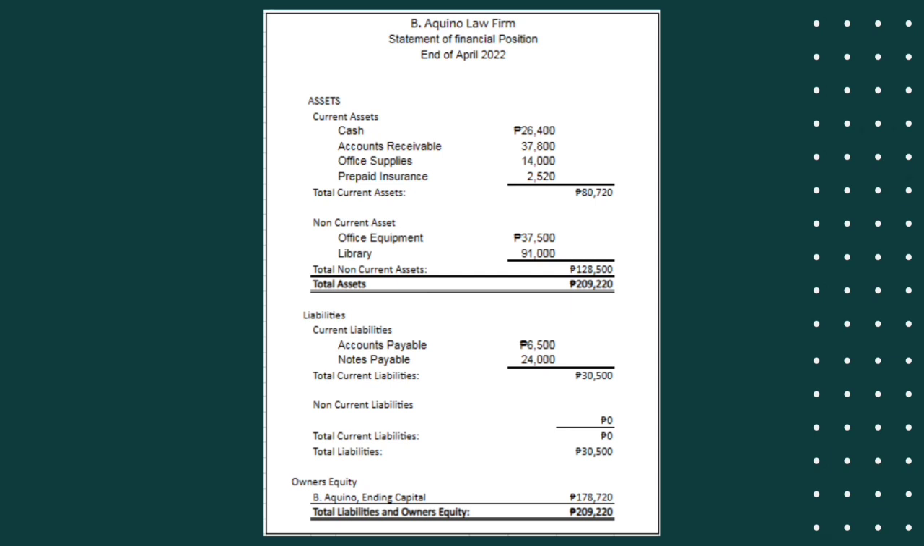Always remember in the statement of financial position that the total asset and the total liabilities and owner's equity must be equal. Just like in the accounting equation of asset equals liabilities plus owner's equity.